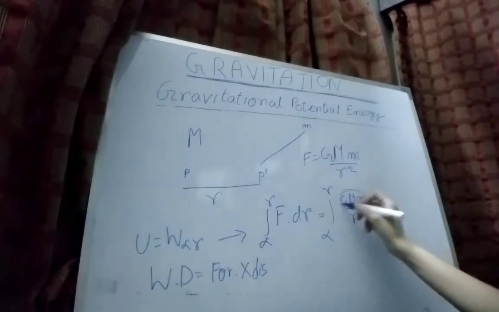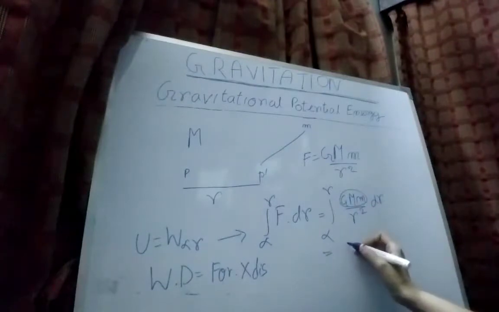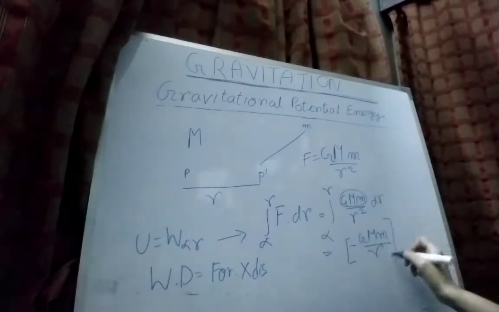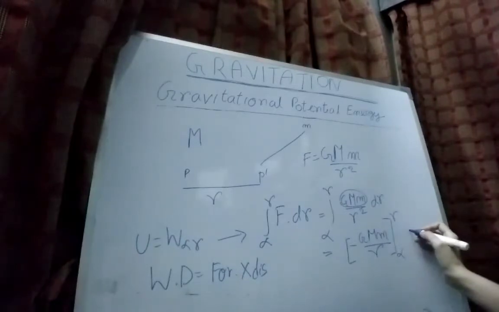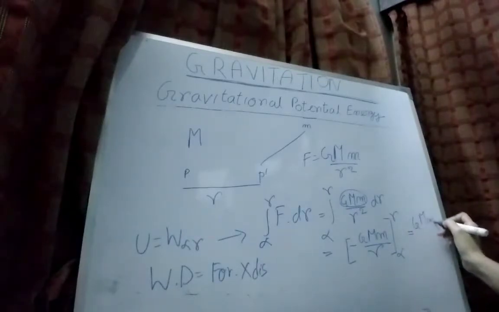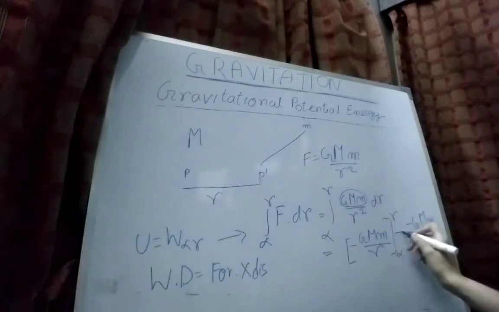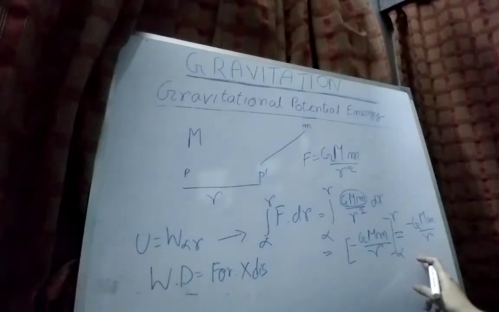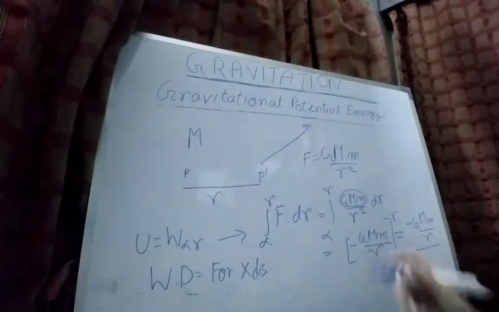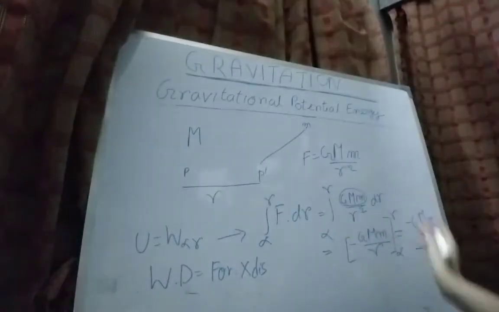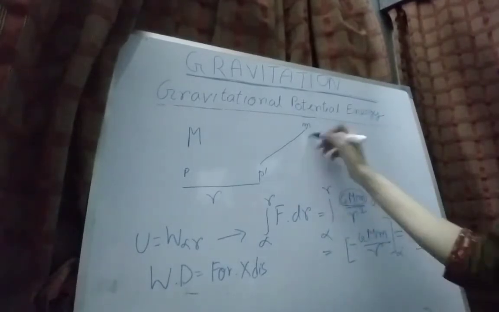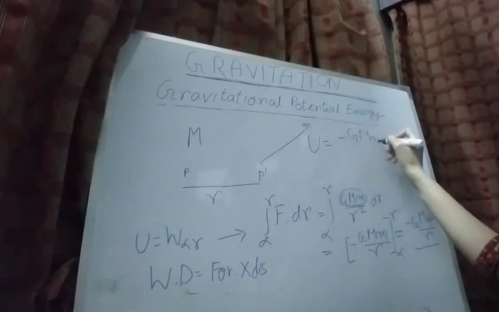As the G M m part is constant here, after integration we get G M m by r from infinity to r, and this will give G M m by r. So this is the work done in bringing this object of mass m from infinity to the point r. That is, this is also the gravitational potential energy. So gravitational potential energy U equals minus G M m by r.